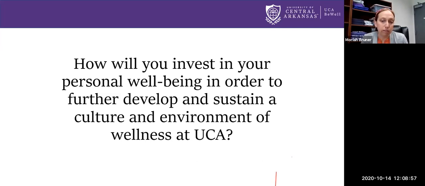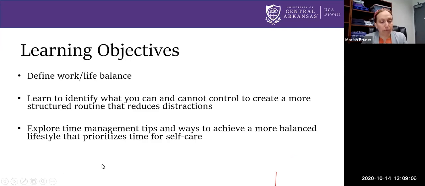And I think that's a nice segue into today's topic, which is achieving work-life balance. So our learning objectives for today: we are going to define work-life balance. We are going to learn to identify what we can and cannot control to create a more structured routine that reduces distractions. And then we're going to explore some time management tips and ways to achieve a more balanced lifestyle that prioritizes time for self-care.